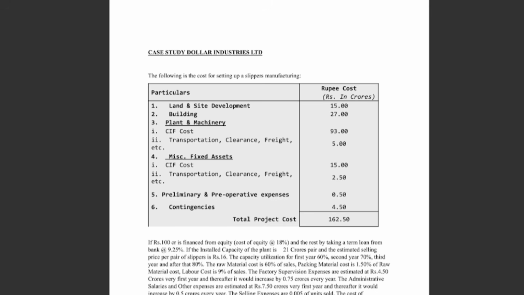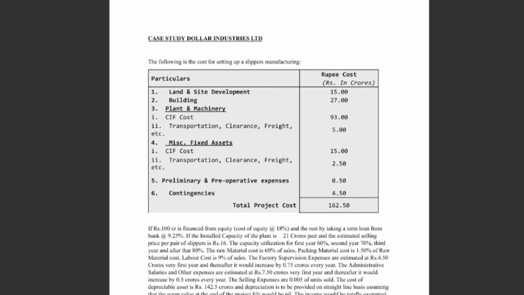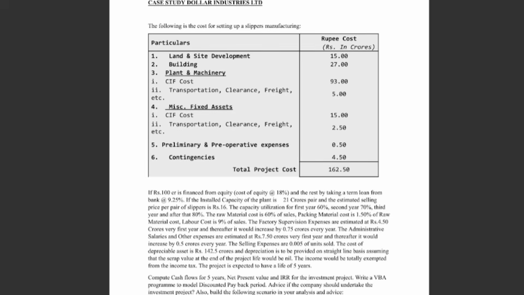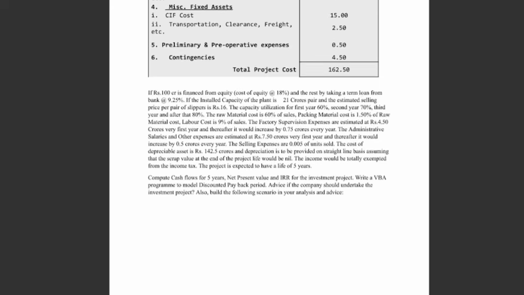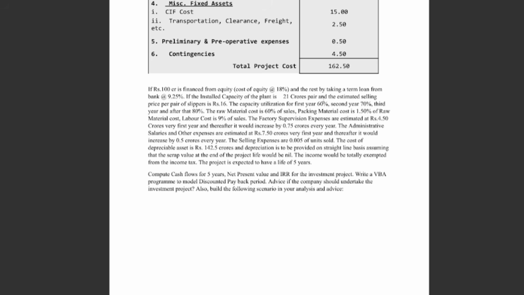Hello everyone. So today in this video we will be solving a capital budgeting question. The question is the following: the cost of setting up a slippers manufacturing plant. The data given is that if rupees 100 crore is financed from equity, that is cost of equity at the rate of 18%, and the rest by taking a term loan from the bank, that is at the rate of 9.25%.